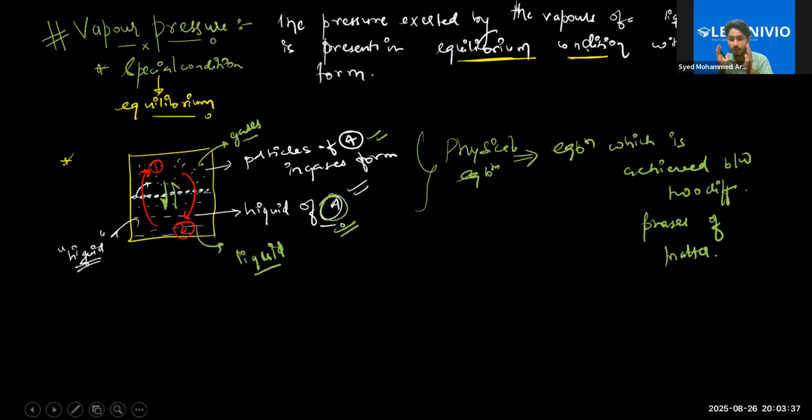If both the rates are equalized, then this condition is my equilibrium condition, and at that condition at which the equilibrium is achieved, the pressure which is exerted by the particles in the gaseous form is known as my vapor pressure. That means the vapors exert pressure on the surface of the liquid, and that is my vapor pressure when the equilibrium condition is achieved. And this equilibrium condition is nothing but when the vaporization is equal to the condensation. This equilibrium is my physical equilibrium, and at that condition the pressure which is exerted is known as your vapor pressure.